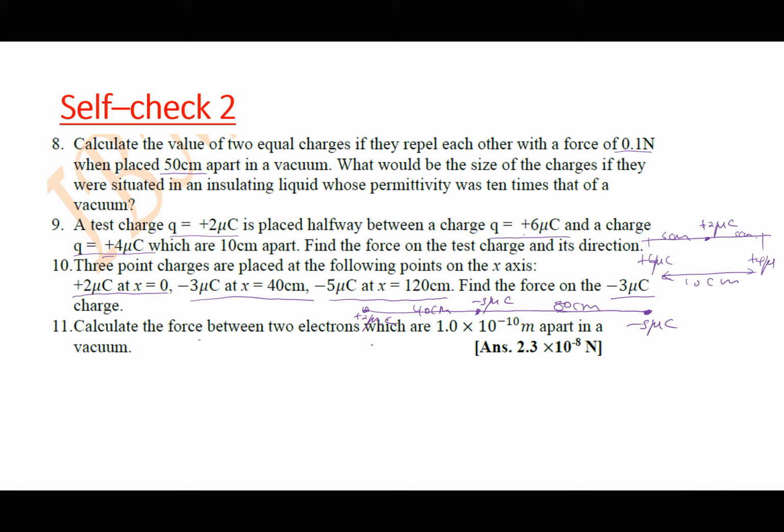Calculate the force between two electrons, which are 1.0 times 10 power negative 10 meters apart. So remember the charge is 1.6 times 10 power negative 19 coulombs.